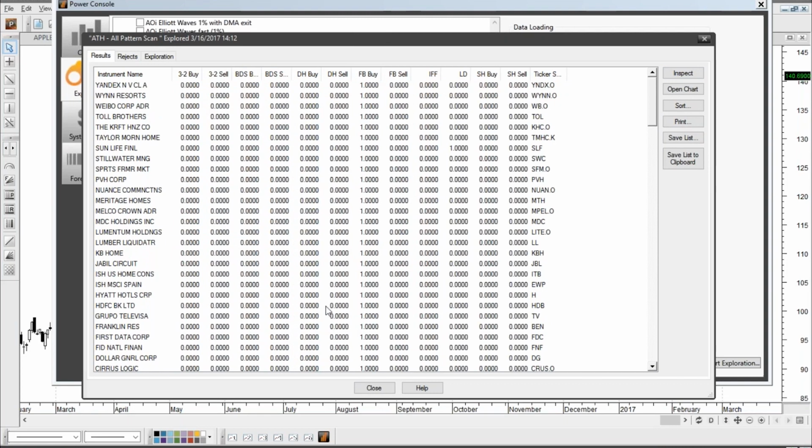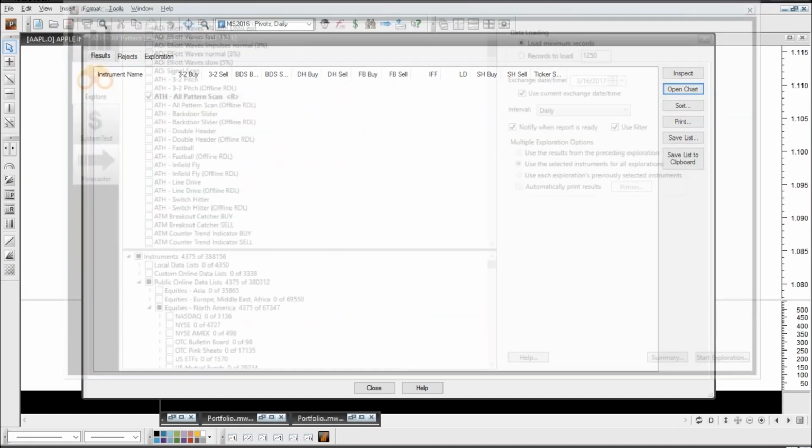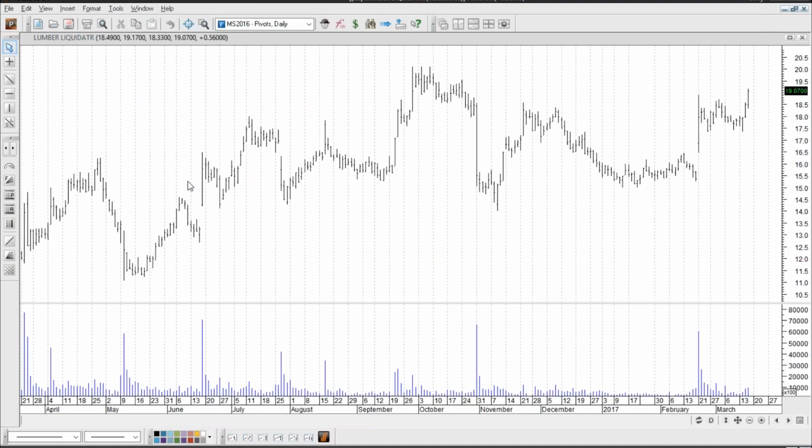These ones right here are all stocks. Instead of looking at 4,500, there's 10 or 15 here. Lumber Liquidators, let's go ahead and open that up, and I'll show you what it looks like on a chart. So we'll go ahead and open up the chart. And here we've got the chart of Lumber Liquidators.